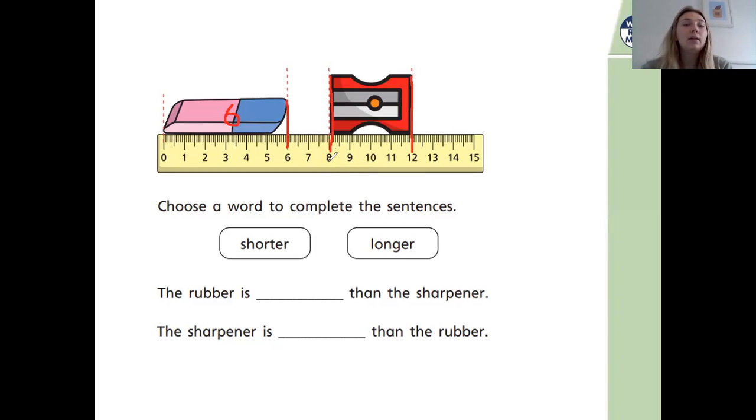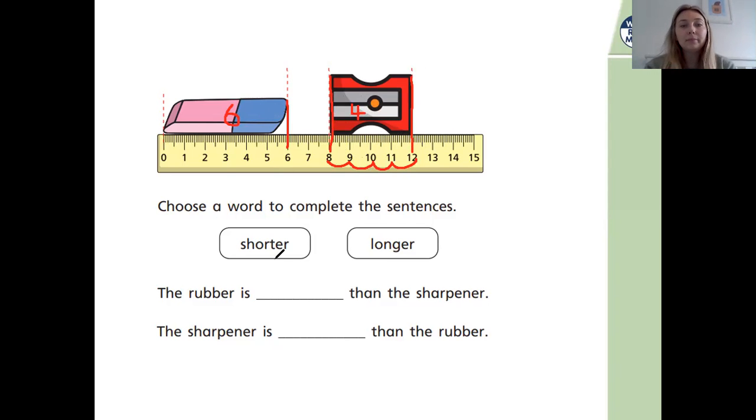So let's count together. 1, 2, 3, 4. Okay, so we can see that the sharpener is 4 centimeters long, and we can see, because Miss Denton's drawn the lines down either side, it starts at 8 and it ends at 12, and there are 4 jumps between 8 and 12. So we know the rubber is 6 centimeters and the sharpener is 4 centimeters.